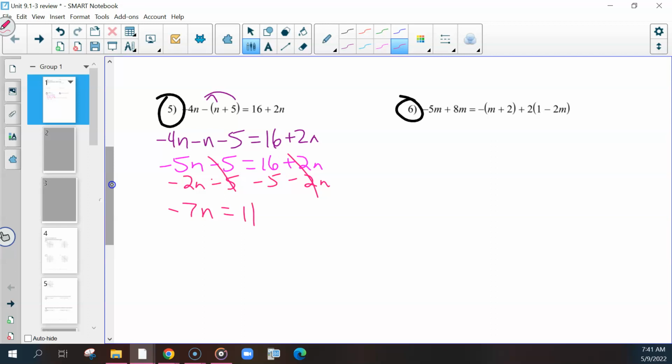Oh, because this was negative, so I should add. My bad. There we go. Never going to get the full number. And then our last step, divide both sides by negative 7. Negative 3 would be our final answer for that one.